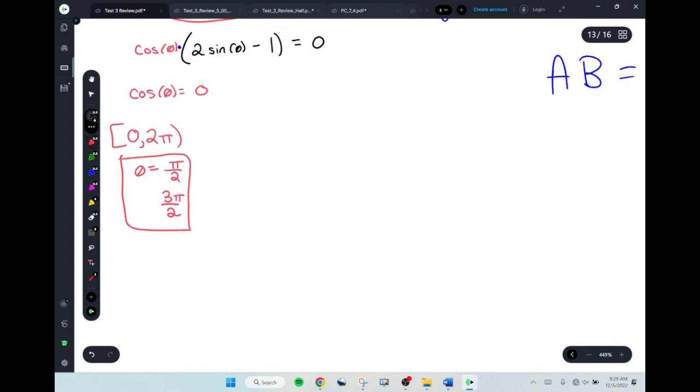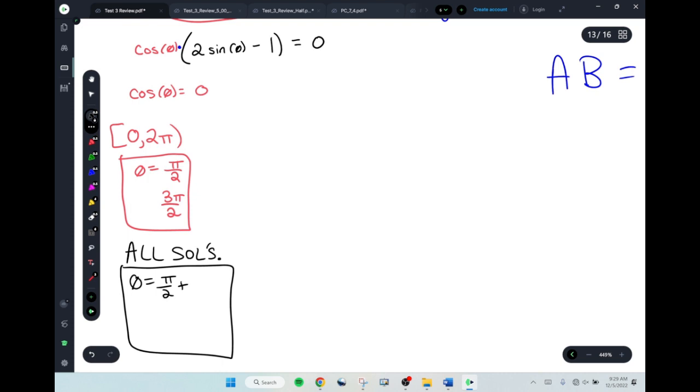But there's another set of answers that would be all solutions. And what would that be? Theta equals pi over 2 plus 2 pi k, and 3 pi over 2 plus 2 pi k. But they restrained the domain, that's why. But I like just thinking in your brain just to prove to yourself that you know what you're doing. You don't just know how to answer one type of question.